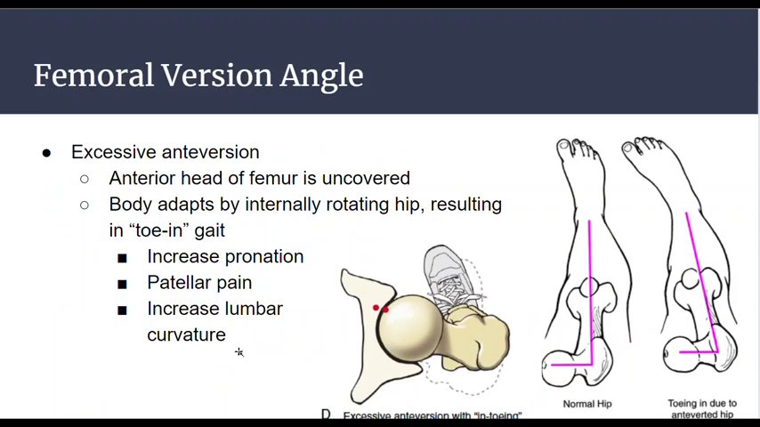And at first, you might think these excessive would do something different to your foot, but let's walk through it. Excessive anteversion, so greater than 15 degrees anterior. The anterior head of the femur is uncovered, and the body adapts by internally rotating the hip. So you're pointing your toes in, and that can increase pronation, patellar pain, and increase your lumbar curvature.